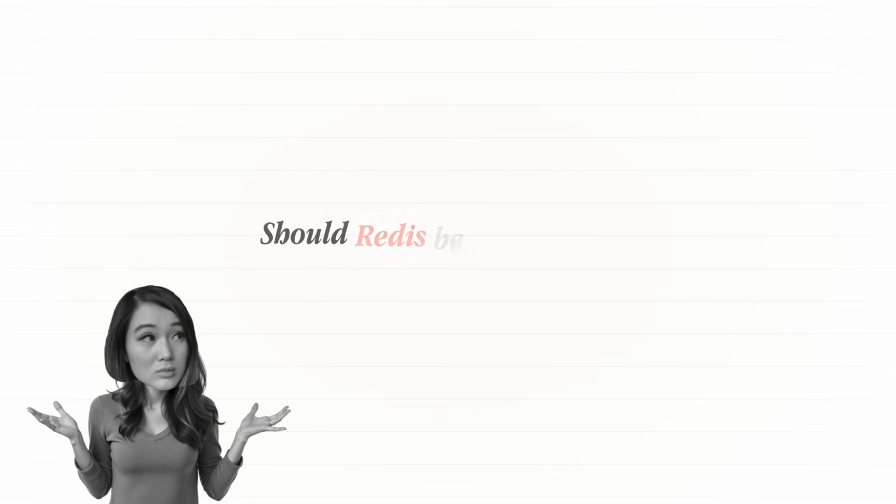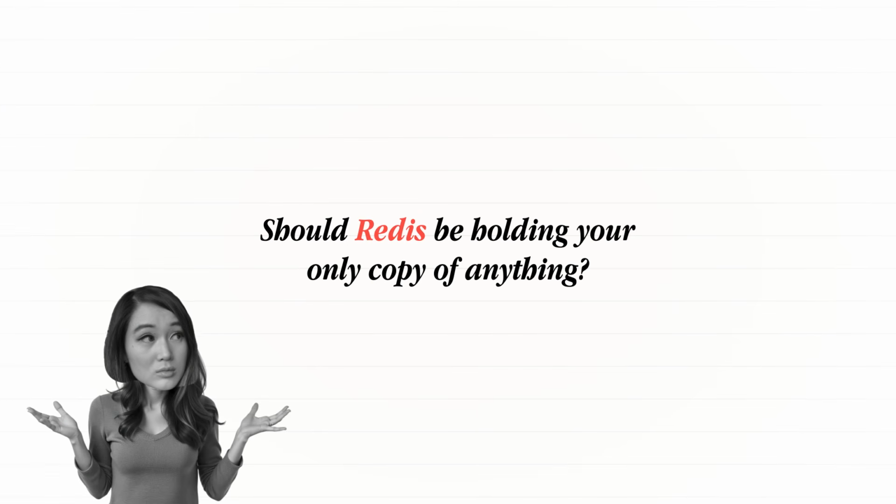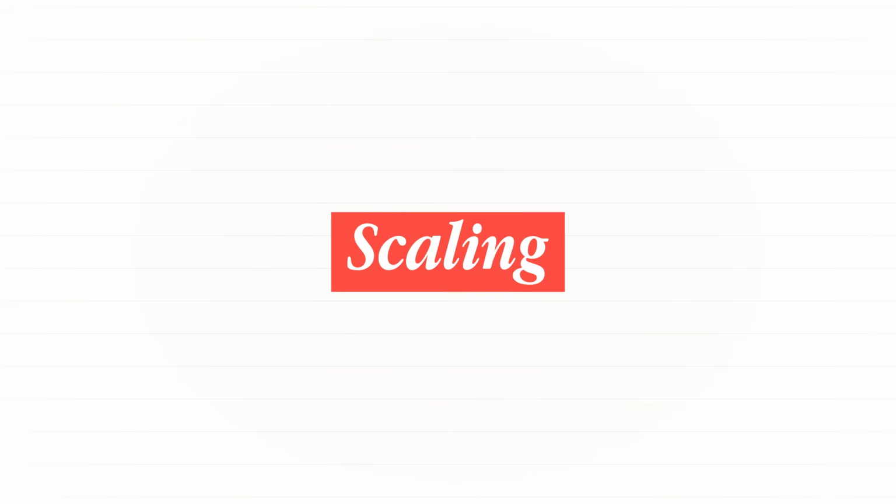But honestly, the persistence settings are the least interesting question. The interesting one is this: should Redis be holding your only copy of anything? And 9 times out of 10, the answer is no. Your system of record stays in Postgres or whatever durable store you trust, and Redis handles the fast-moving, rebuildable stuff it was built for. Last but not least, let's talk about scaling.